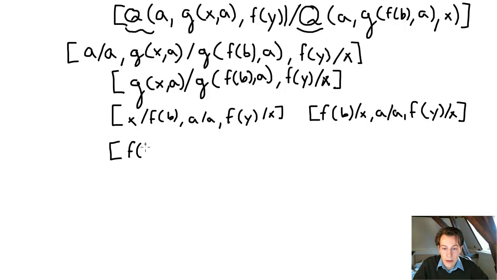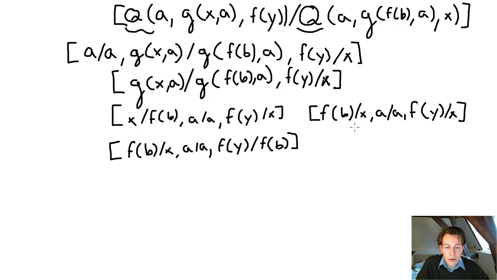We have F B, A, and we have F Y, F B. Okay, so we can move on to the next, to AA. Well, the rule is simple again, they equal each other, so we can just delete that one. So we can delete this one, and we have F Y, F B.